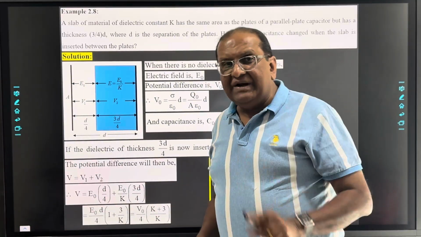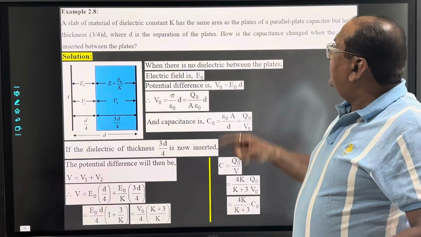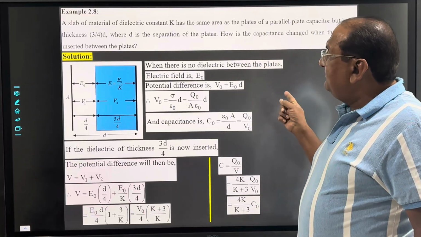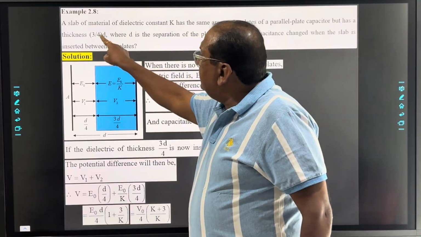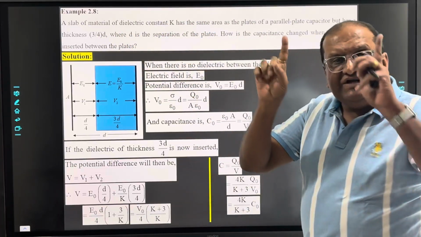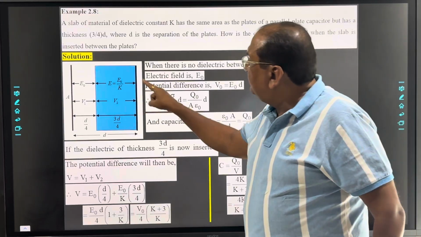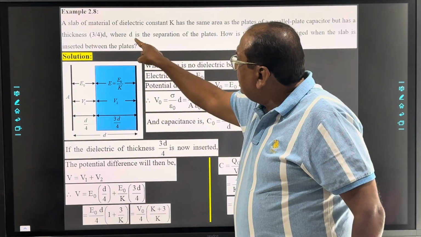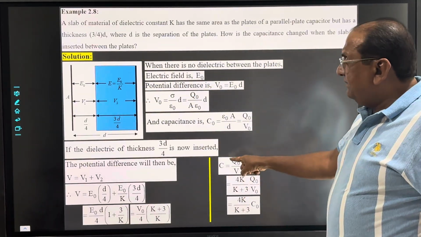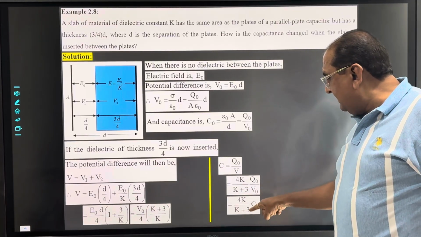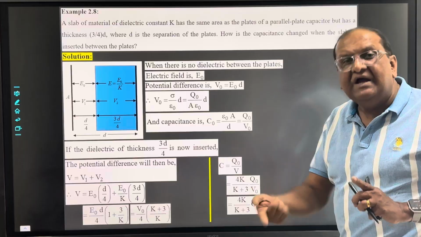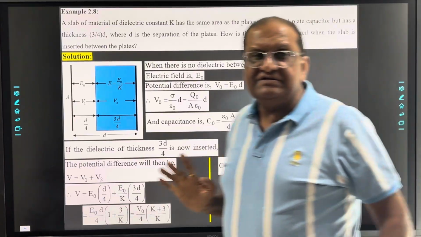It implies that if the dielectric slab having dielectric constant K and thickness 3/4 D is introduced between two plates of the capacitor where the separation is D, the capacitance becomes 4K upon K plus 3 times the original capacitance. Clear?